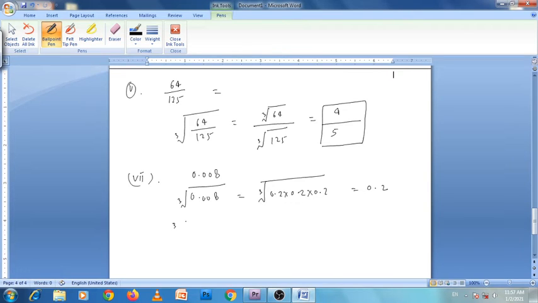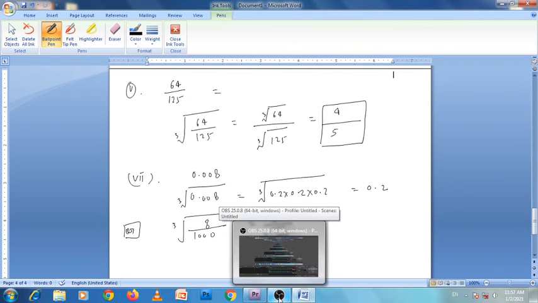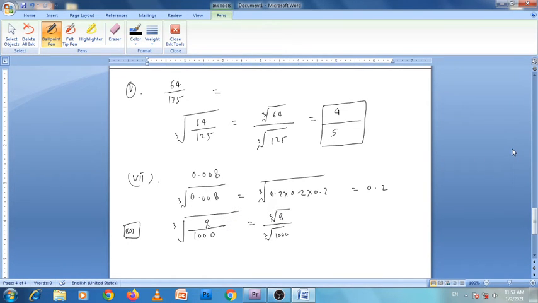Or we can write it in this way: 8 upon 1000. So the cube root of 8 will be 2, and of 1000 is 10, so this will become 0.2. So both the methods are here, so do whatever you like in these two methods.